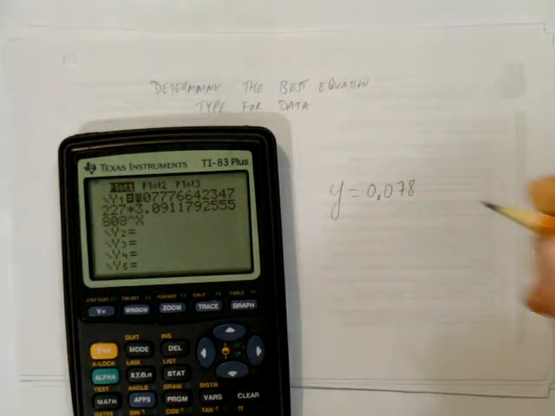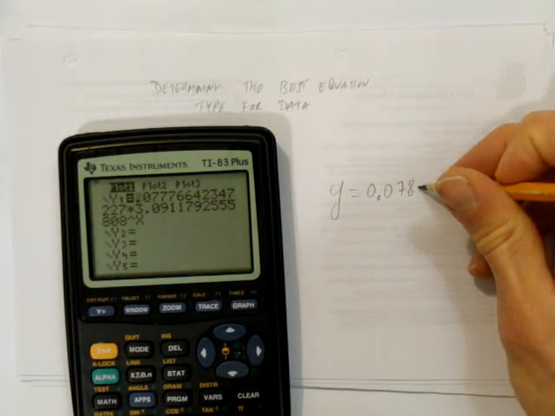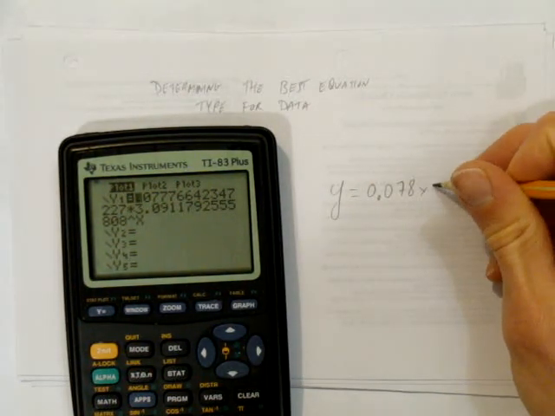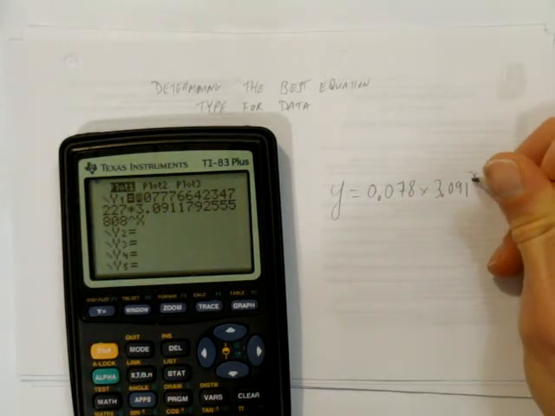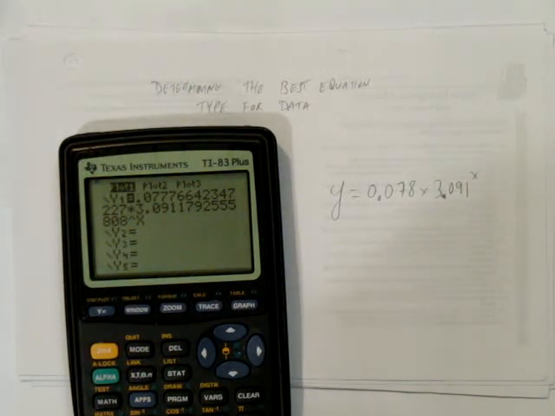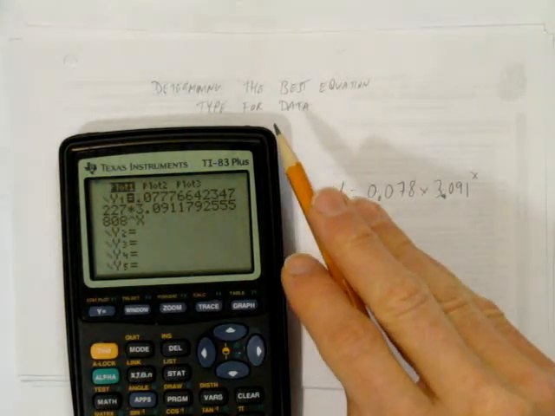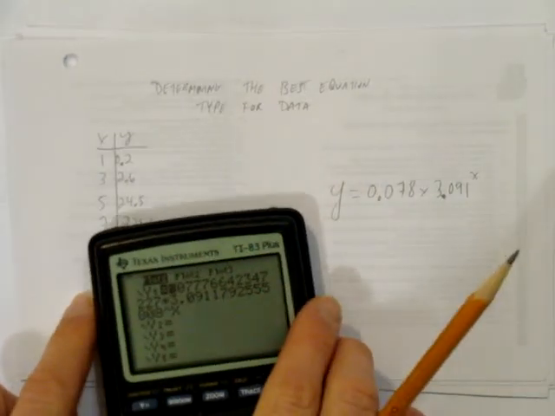Y equals 0.078, rounded to 3 decimals. So that's this whole thing. It just took the first 3 decimals rounded, times 3.091 to the power of x. And if you don't want times, you could put brackets. But we tried a few choices. We tried the line, we tried the quadratic, and we tried the exponential. And not only visually, but also using the correlation coefficient, we're pretty confident that the best equation for this data that we were given in this table was in fact the exponential.